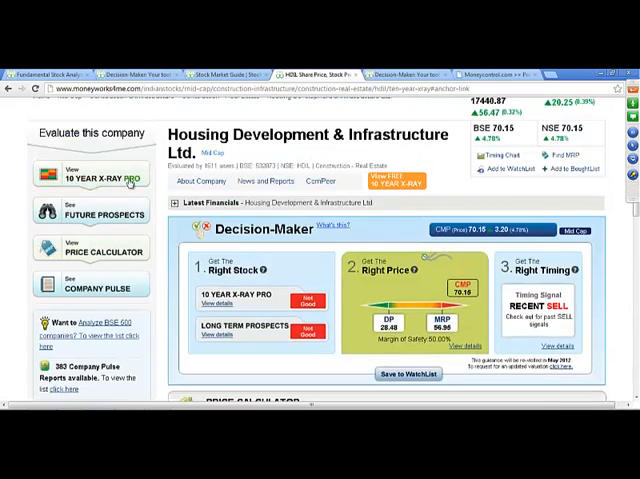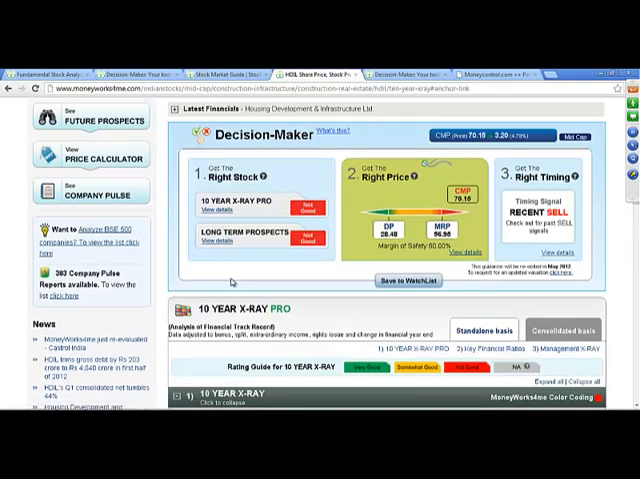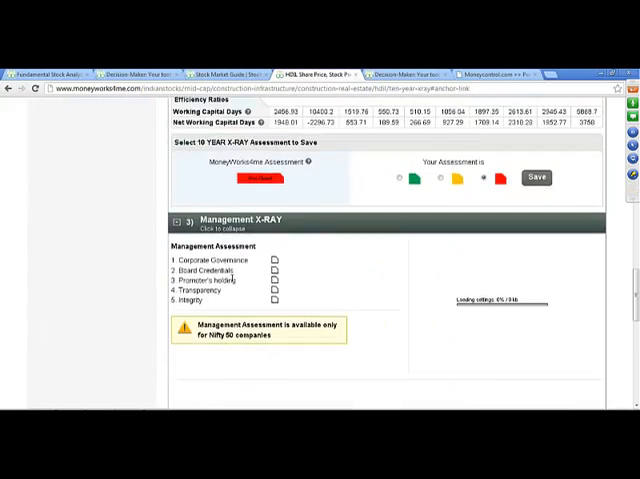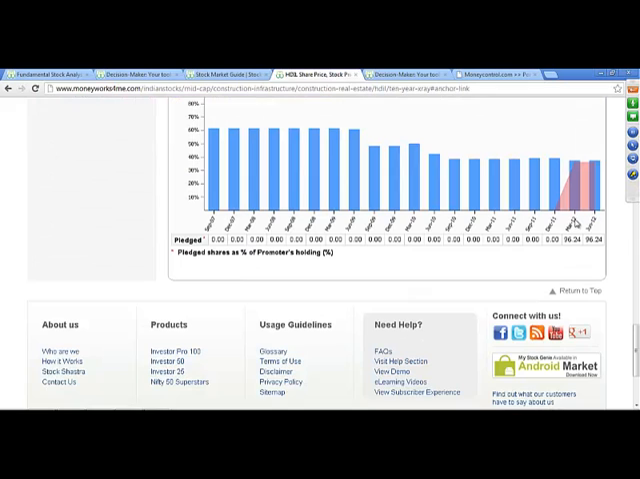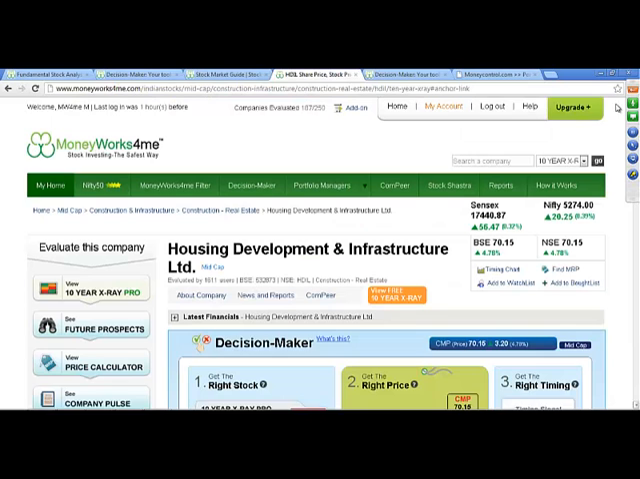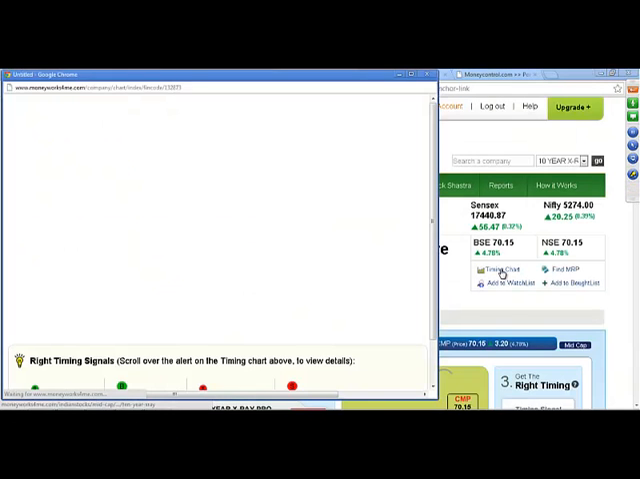So what I can do is show you the pledging chart for HDIL. As you can see, for HDIL, promoter holding was 39% and it dropped to 37% in March 2012, and the pledging is 96.24%. That's a very large amount. Now let's check the timing chart, just to understand how the price has fallen.